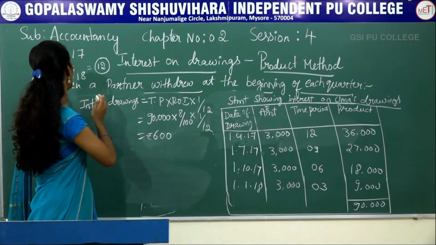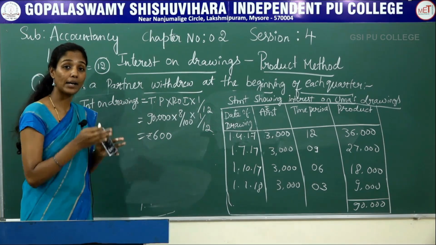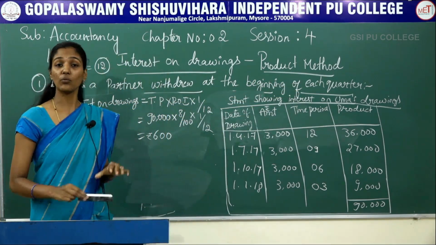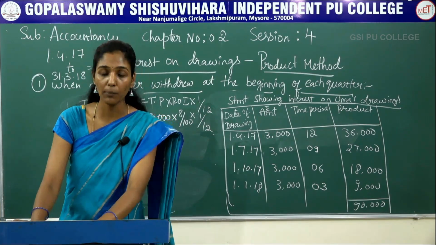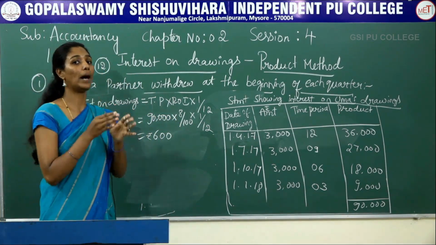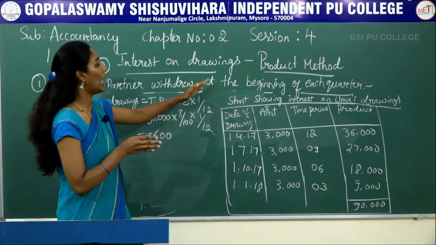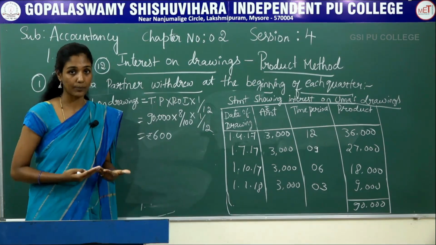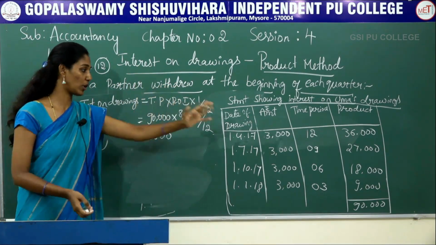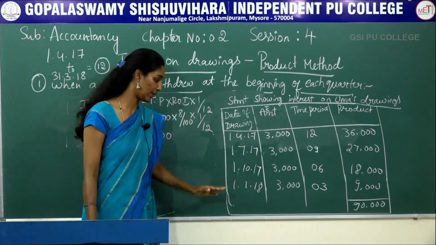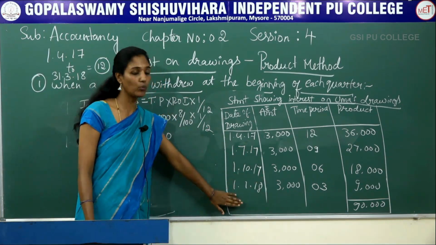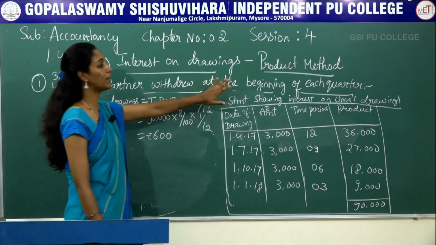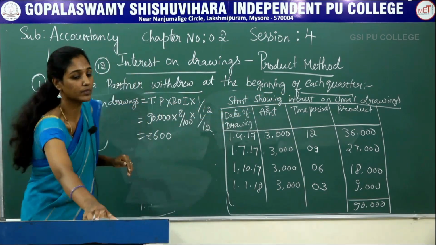This is the case when a partner withdraws at the beginning of each quarter. Here the date of drawings is not mentioned in your problem. You have to find out the date of drawings, like 1/1/2017 and 1/7/2017 and 1/10/2017 and 1/1/2018. So this is the case when a partner withdrew at the beginning of each quarter.